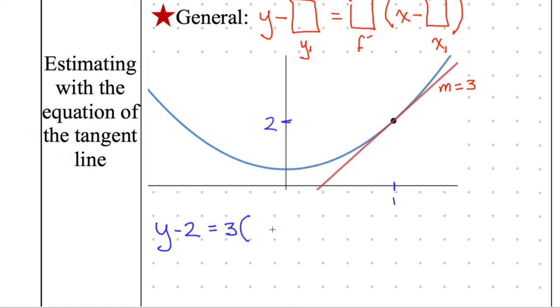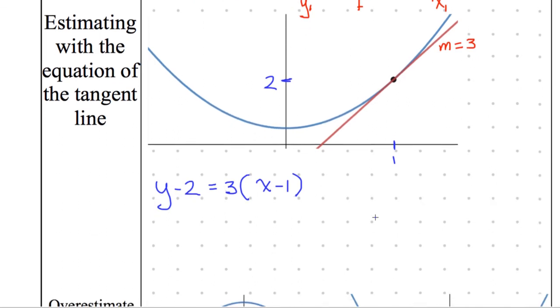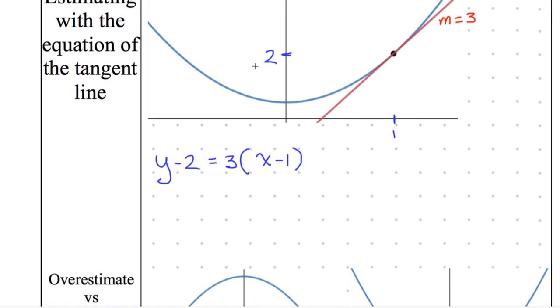3 times the quantity of x minus 1. There it is. We can use that line to approximate any point that's close to 1. Anything close to that x coordinate. So I just want to make sure that you understand where each of these is coming from. If it feels like I'm kicking a dead horse, then that makes me proud because you already know this and you're going to destroy this on the test and all the self-checks.